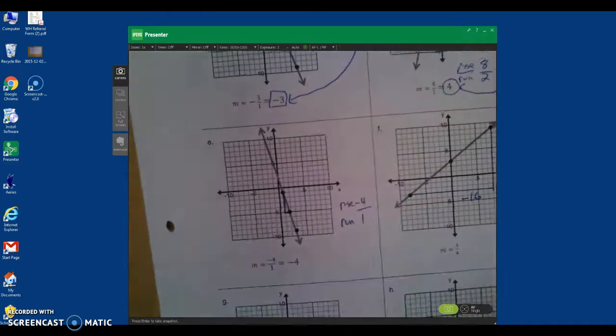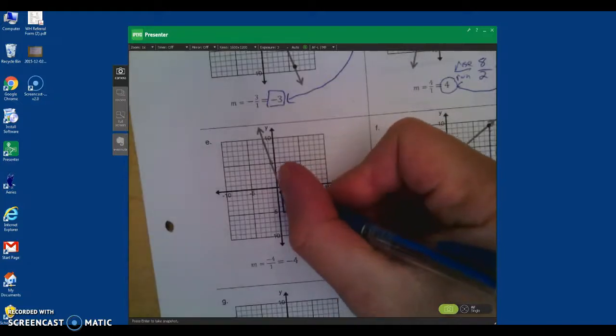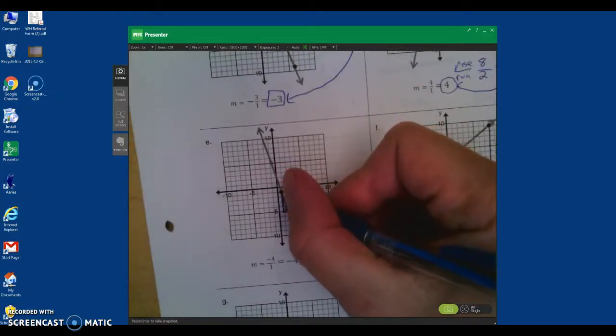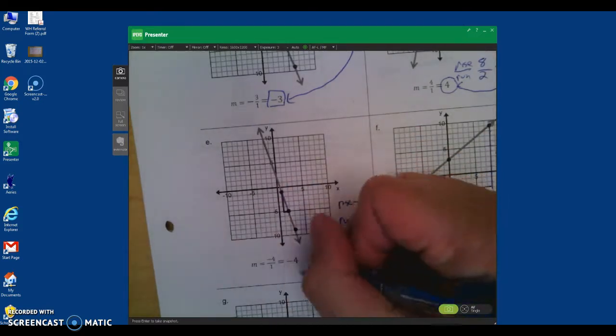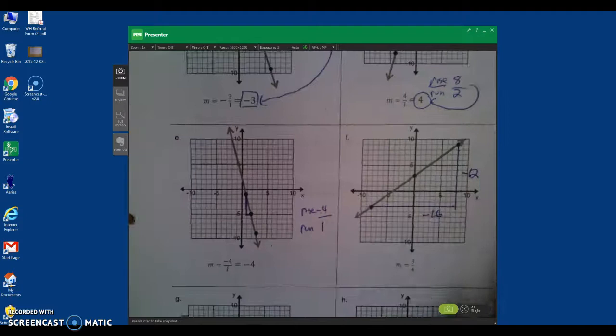For letter E, I just pick the two closest points and I go down 1, 2, 3, 4. That's what I wrote here, and run 1, and they have the same thing here. Your slope is -4 for E.